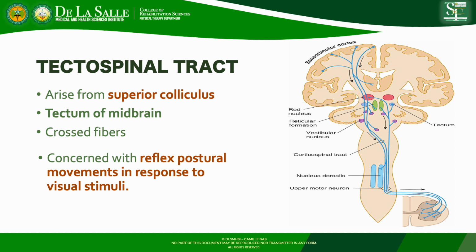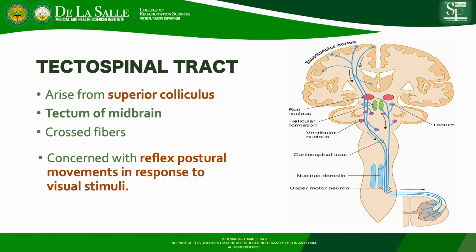One example of this reflex is when we're crossing the street, and for example, a car suddenly passes by, and it's our instinct to look at the car, even though we weren't looking at it while we're crossing over. But because of that visual stimuli, our body is able to halt and stop us from moving forward because we know that it's not safe. So that's kind of like the example of the tectospinal tract. Again, it is for reflex postural movements pertaining to visual stimuli.